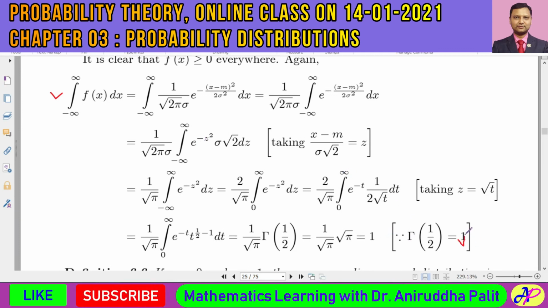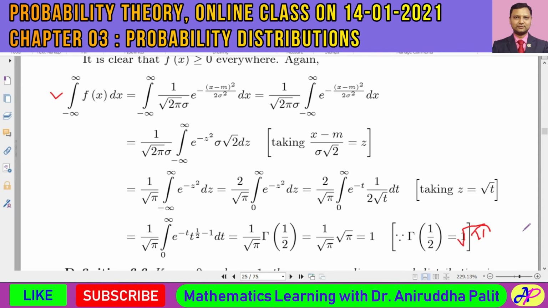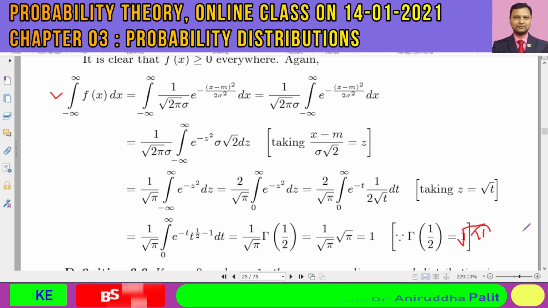We have one more printing mistake. You see, gamma half should be equal to root over pi. So some printing mistakes are there in this file. Be a little bit careful about it.